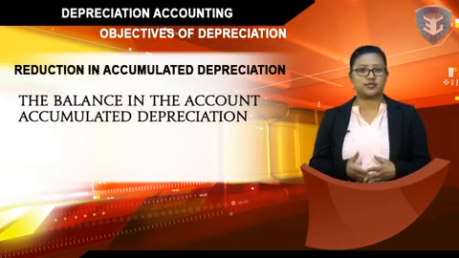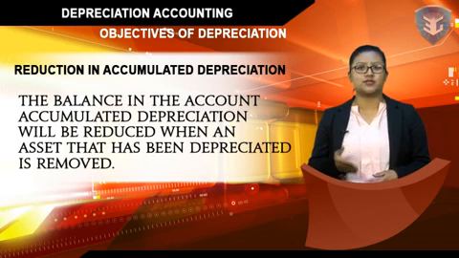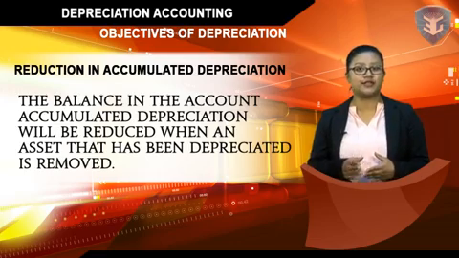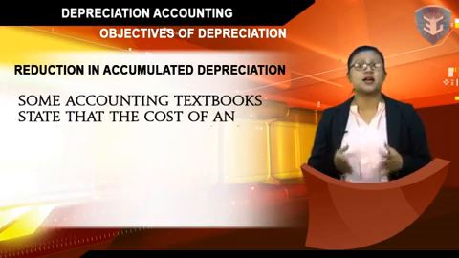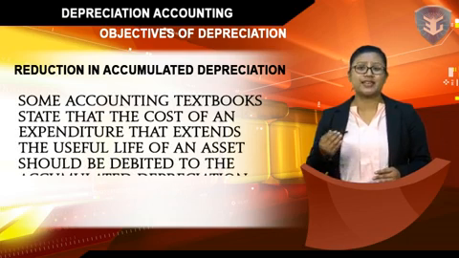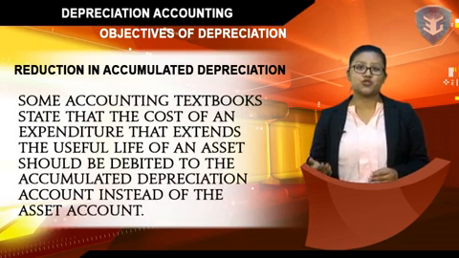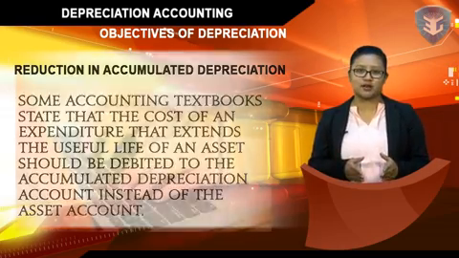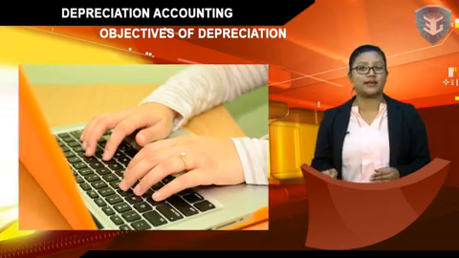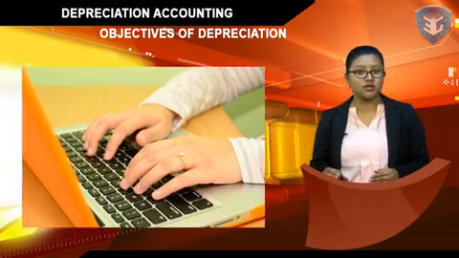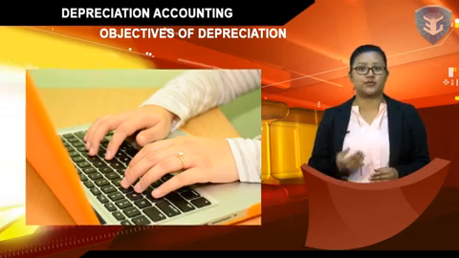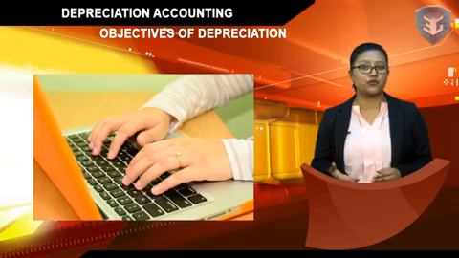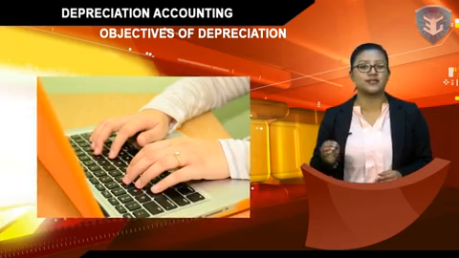Reduction in accumulated depreciation. The balance in the account accumulated depreciation will be reduced when an asset that has been depreciated is removed. Some accounting textbooks state that the cost of an expenditure that extends the useful life of an asset should be debited to the accumulated depreciation account instead of the asset account. Such an entry will also reduce the credit balance in the accumulated depreciation account. Reduction of accumulated depreciation will allow adding cost to a building for major renovations or improvements, but it will not keep these costs separate.